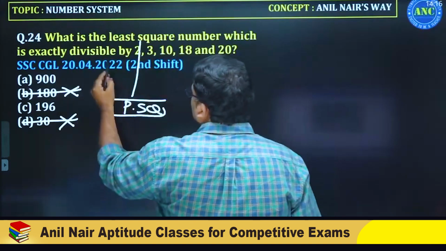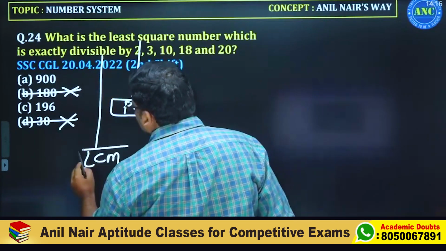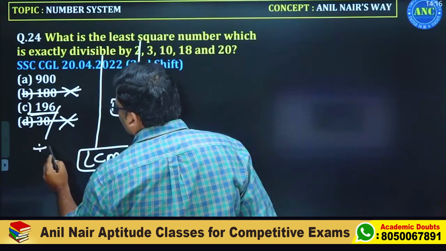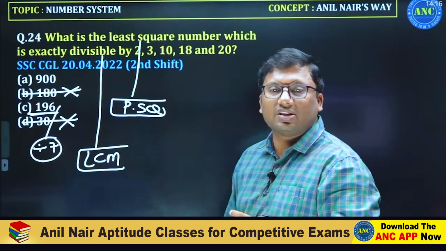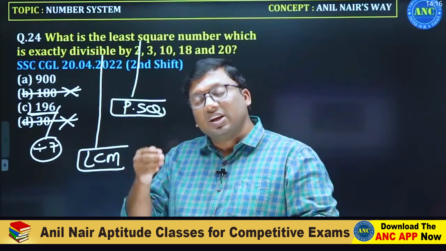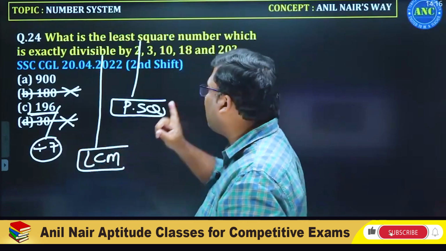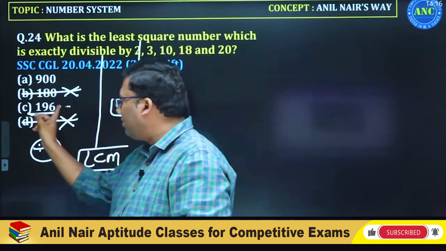Cannot be exactly divisible by. Divisible by means it is the LCM. If the answer is 196, 196 is divisible by 7. Whenever you are finding the LCM, if the answer is divisible by 7, at least one input number should be divisible by 7. None of the numbers is divisible by 7.